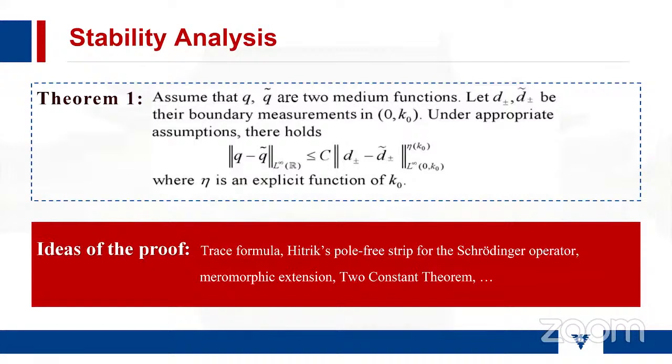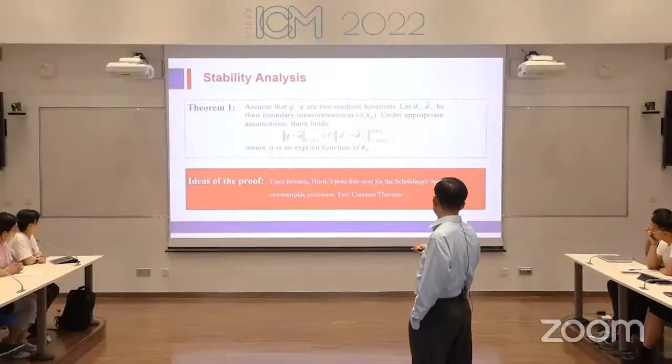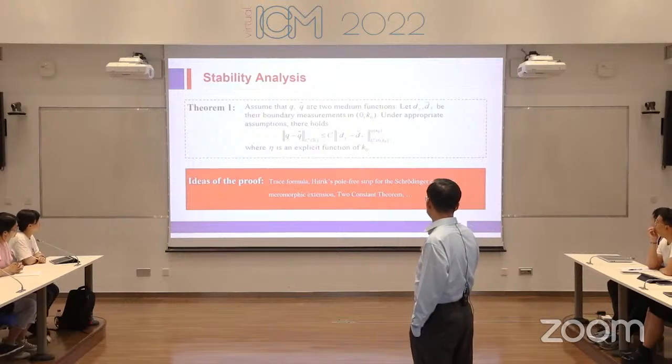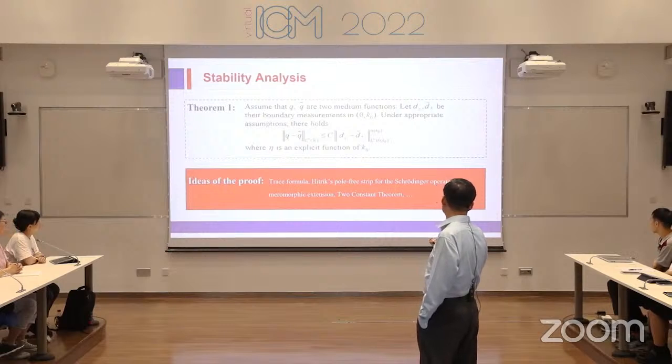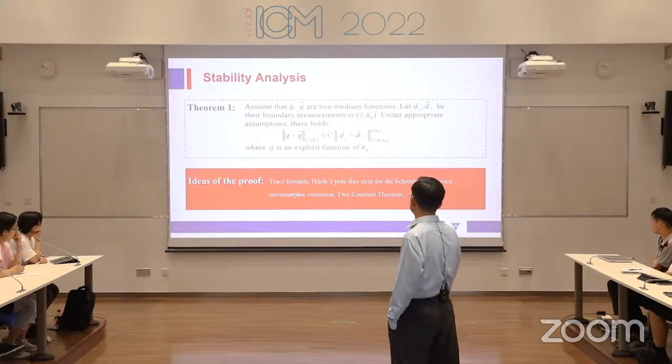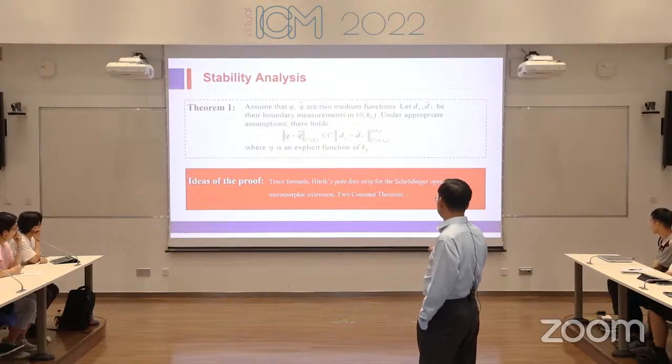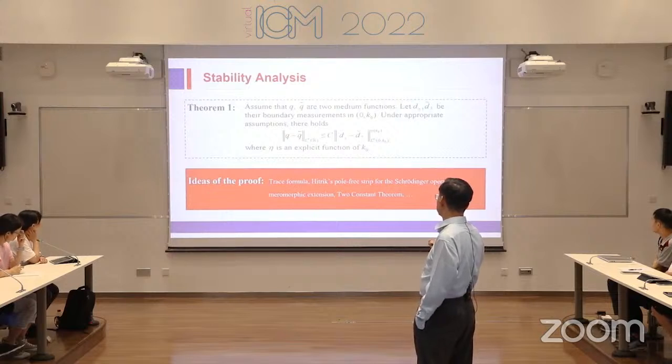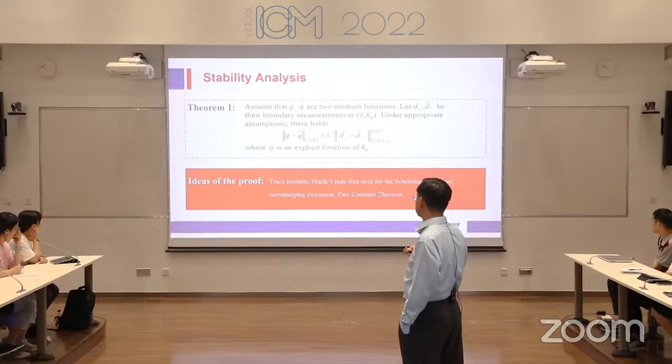And let's see what we get. So this is the stability we get. You can see that the stability assumes that Q and Q tilde are two medium functions corresponding to two sets of measurements. Then you can see that the difference is bounded. So you have this Holder type estimate. Eta is a function of K0, and we have an explicit form of it. K0 is the highest wave number. It's an increasing function. And when K0 goes to 0, corresponding to a fixed frequency, then it goes to 0. So this is a very ill-posed situation. And when K0 goes to infinity, it increases along, but it's still less than 1. Okay, so this is a Holder type.